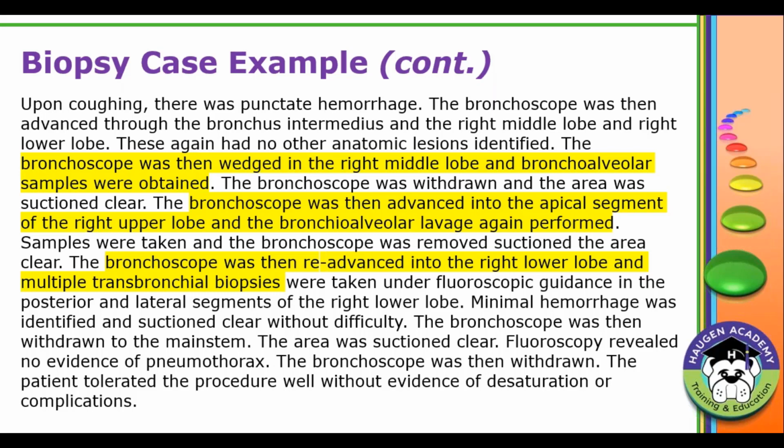And he took the bronchoscope, wedged, remember what I said earlier about wedging, into the right middle lobe, and bronchoalveolar samples were obtained. So not necessarily a hard and fast rule with the wedging, but it gives you some tips as you're looking at the documentation. This one, he flat out told us it's a bronchoalveolar lavage, but he also talked about wedging. He did the same procedure then in the right upper lobe, and then he went into the right lower lobe and took multiple transbronchial biopsies.